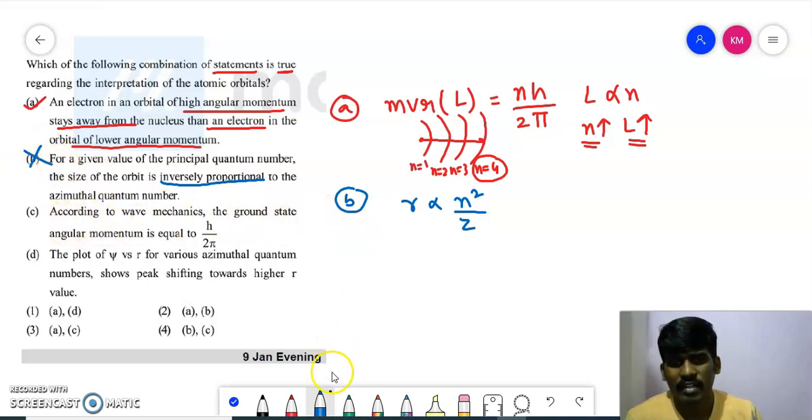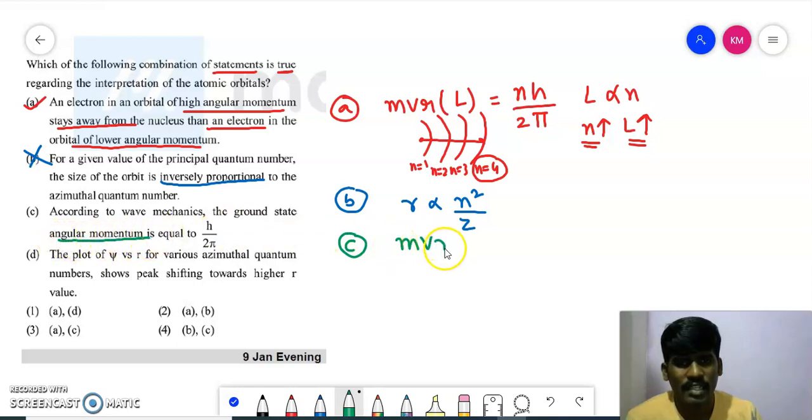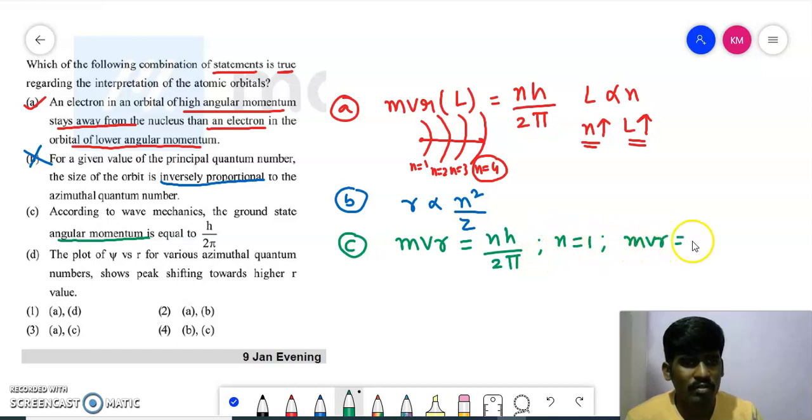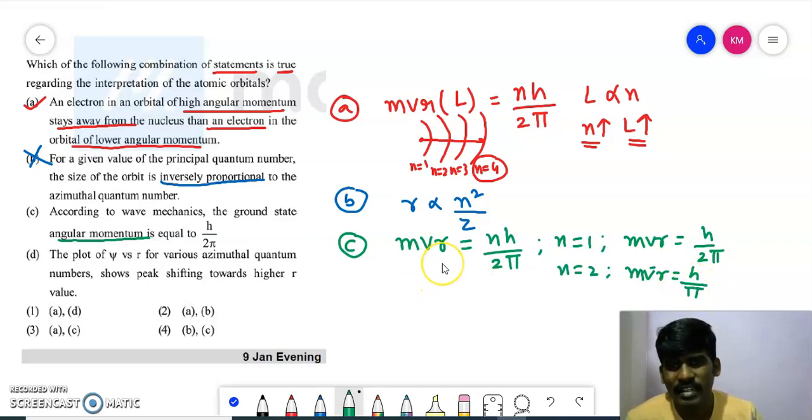Let's move on to the next statement, that is C. In statement C they have given, according to wave mechanics, the ground state angular momentum is equal to h by 2 pi. Angular momentum, that is mvr, is equal to nh by 2 pi. See, when n is equal to 1, then only mvr will be equal to h by 2 pi. But when n is equal to 2, in that case mvr will be equal to h by pi. In every case it is not equal to h by 2 pi. So this statement is wrong. Hope you are understanding, children.